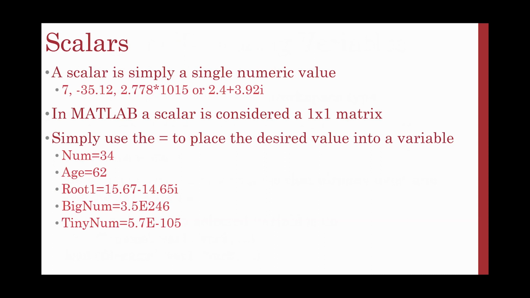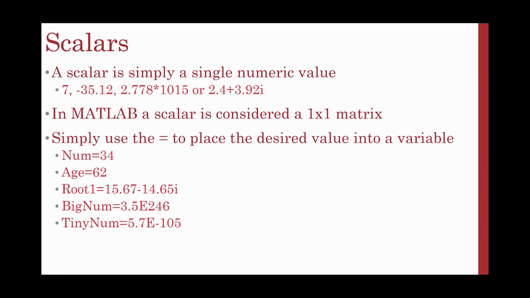A scalar is simply a single numeric value. So 7, minus 32.12, 2.7, 7 times 10^15, or 2.4 plus 3.92i.